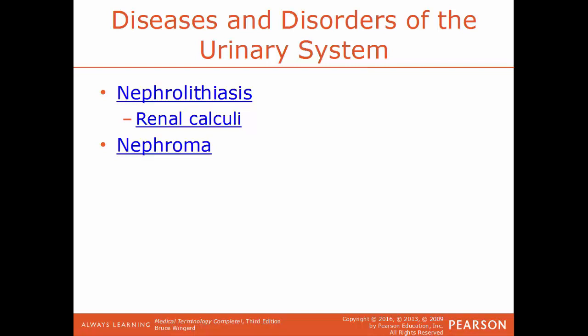And that term applies for a stone in any part of the body, not just the kidneys. Doesn't matter if it's the gallbladder or the urinary bladder or the kidney. Any stone could be classified as a calculus. And a kidney stone would be a renal calculus. Nephroma, that is a tumor that arises from renal tissue, a tumor found in a kidney.